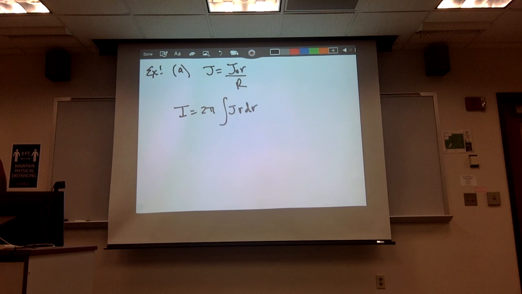Let's look at part A first. In part A, we have J equal to J0 r divided by R. What we want is the current, which we already wrote down as 2 pi times the integral of J times r dr. We integrate from the center, which is at 0, to the radius of this object, capital R. J is J0 divided by capital R times r, and J0 and capital R are both constants, so we pull them outside. So it's equal to 2 pi J0 divided by capital R, integral from 0 to capital R of r times r, but what's r times r? r squared, good, dr. What's the integral of r squared dr?